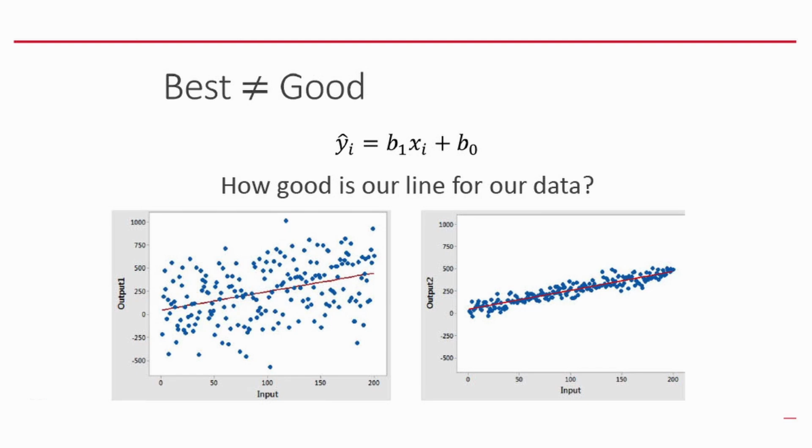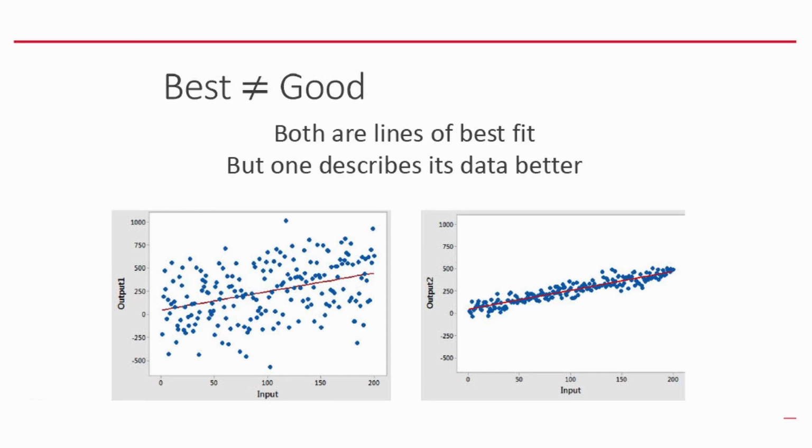So I have two scatter plots here, one on the left, one on the right, and you can see there's a red line going through each of them. Each of these red lines is a line of best fit. That is, you cannot do any better than those red lines. With that said, I think one of these lines is doing a much better job of describing its scatter plot than the other. And I would argue it's the one on the right, the one where the data points are much closer to the line than the one on the left.